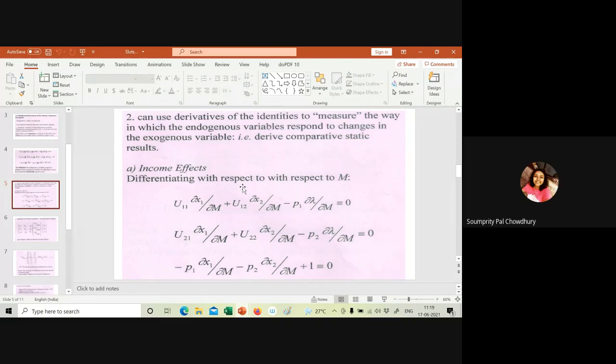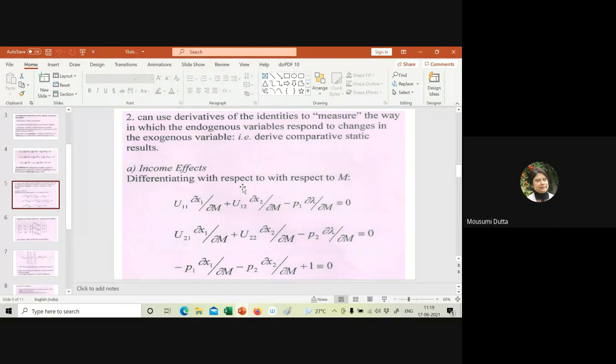0, 0, 1. For del x1 by del m, right? You are deriving the income effect. So 0, 0, 1, and then write down the other two columns.